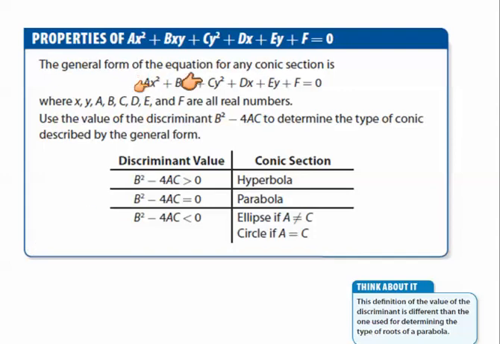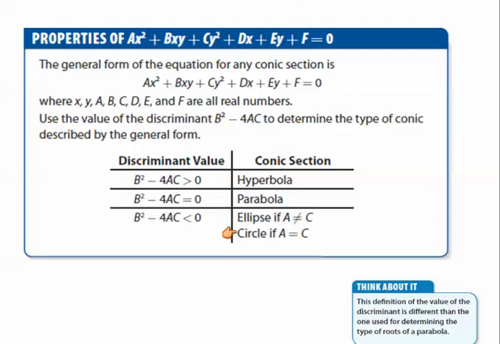If A and C are equal, then you've got a circle. It's a special situation for a circle. It's just an ellipse with A and C being equal. Okay?